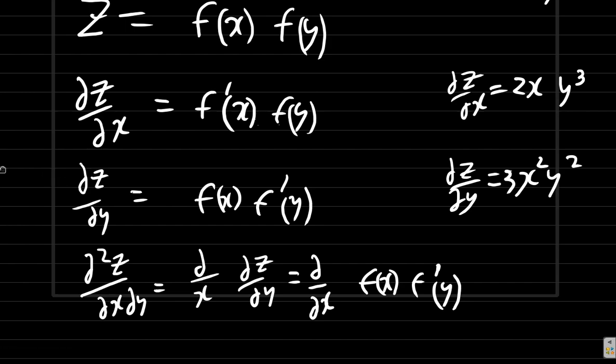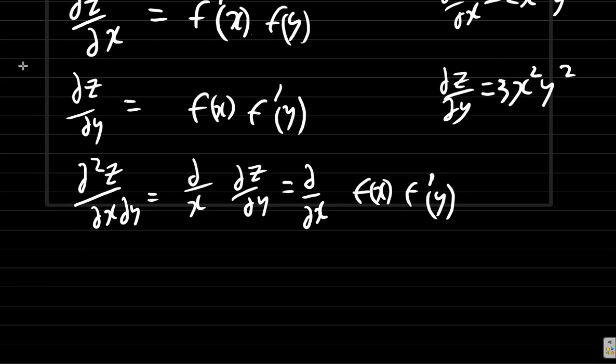Now, here, what we have is the derivative of this with respect to x. What will it be? Well, we differentiate the f of x to get f prime x, and you keep the f prime y as it is. It's like a number. So if you differentiate this with respect to x, you would have 2 times 3x y squared. Alright? Same thing here.